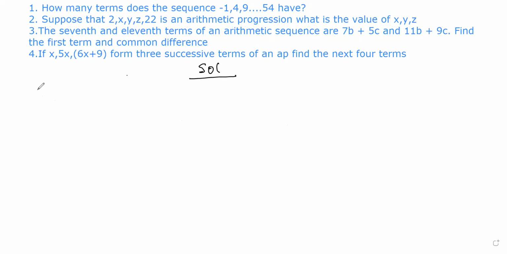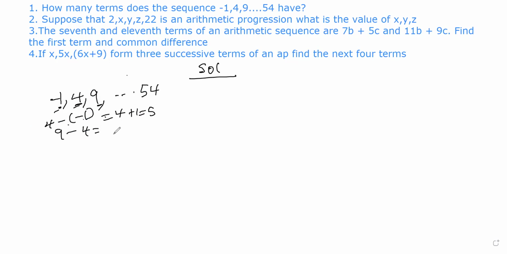So the first question says, how many terms does the sequence have? So we have -1, 4, 9, up to 54. Before we know if it's arithmetic or not, we have to check. 4 minus -1: minus times minus gives you plus, so that gives 5. 9 minus 4 gives 5. So we got 5, 5, which tells us that the common difference is 5.